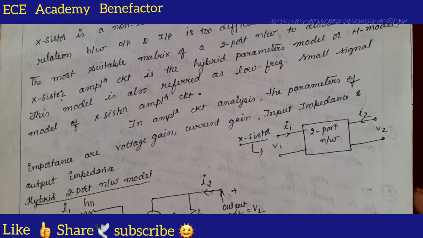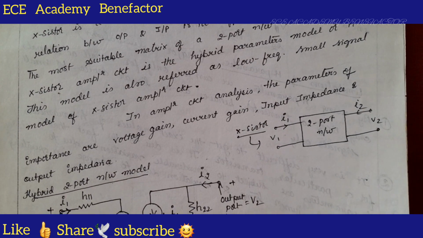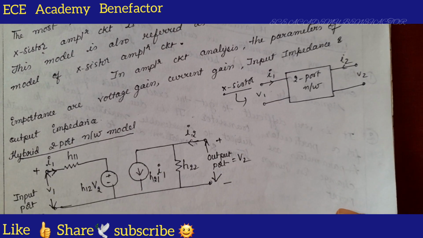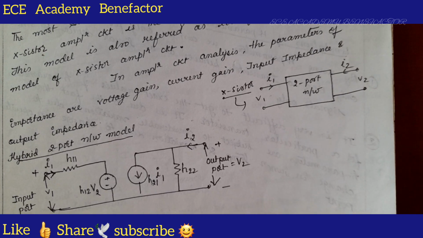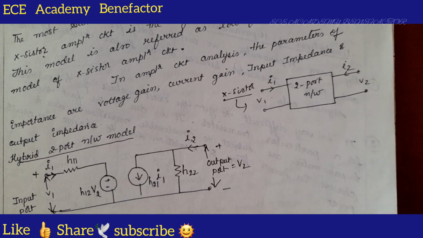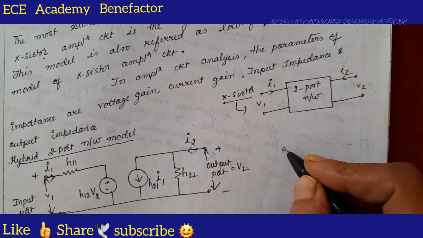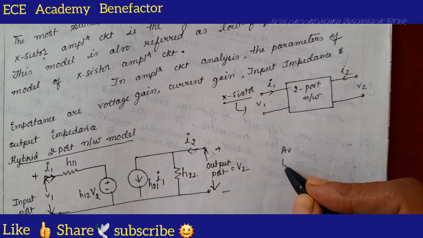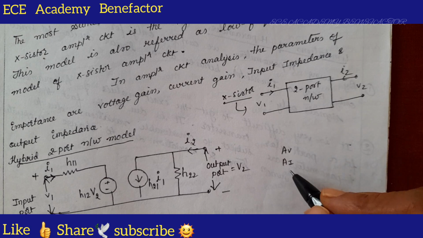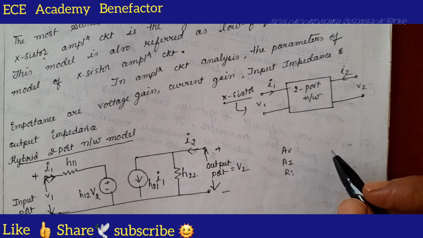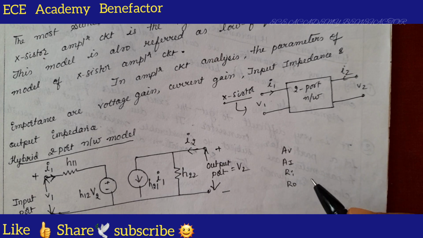This H model is also referred to as the low frequency small signal model. In amplifier circuit analysis, the parameters of importance are the voltage gain AV, the current gain AI, the input resistance Ri, sometimes also known as input impedance, and the output resistance. So while doing analysis of a transistor as an amplifier, we need these parameters.